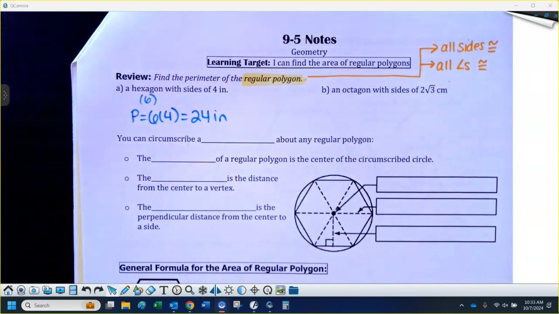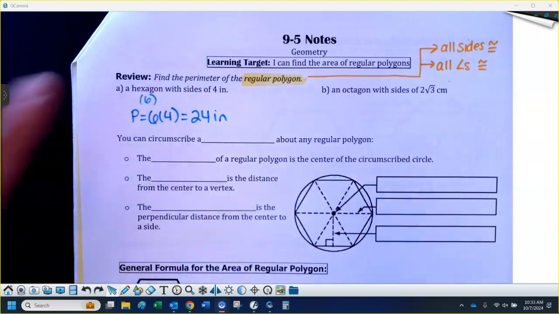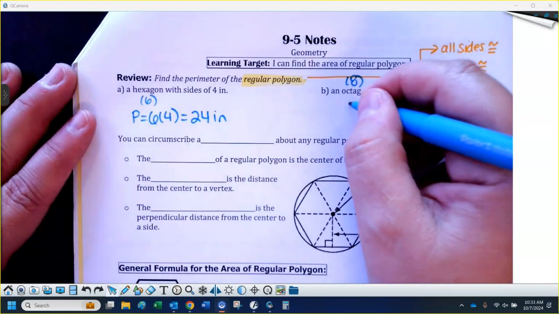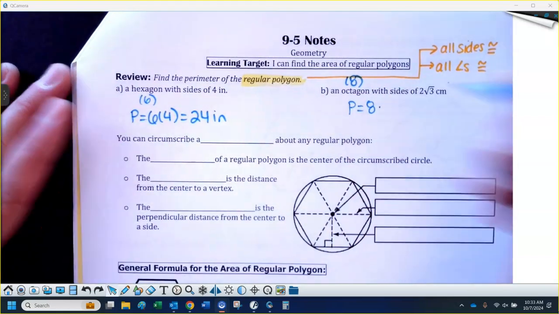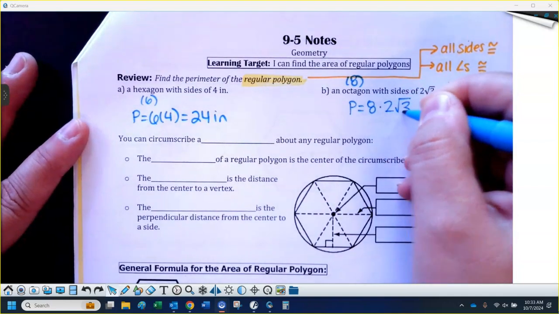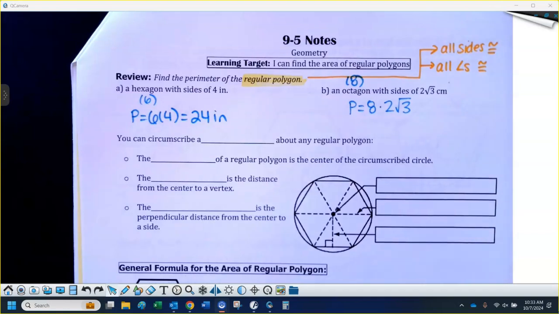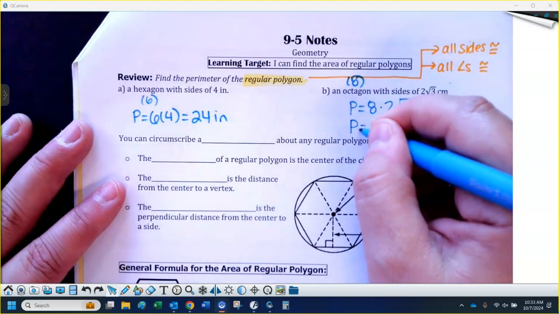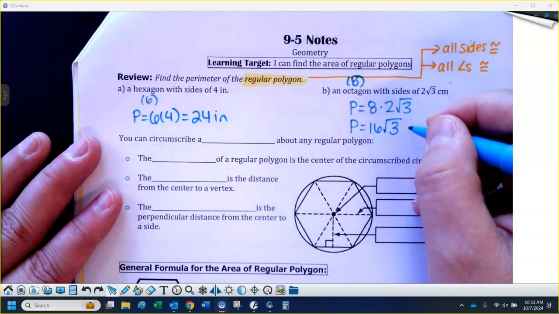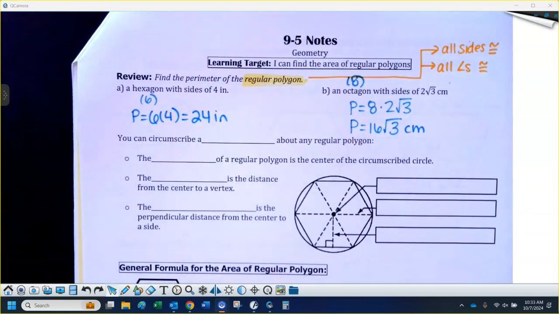Do you guys remember how many sides an octagon has? 8. Okay. So now this one's a little weird because it's in radical form, but the perimeter would just be 8 times one of the sides. If I know one of the sides is 2 square roots of 3, or 2 radical 3, just multiply the numbers on the outside, and this would be 16 radical 3 for an exact answer there. And that's all you have to do. Just multiply the number of sides by what the side length is. That's all you got to do, and it would change depending on what shape you're looking at.